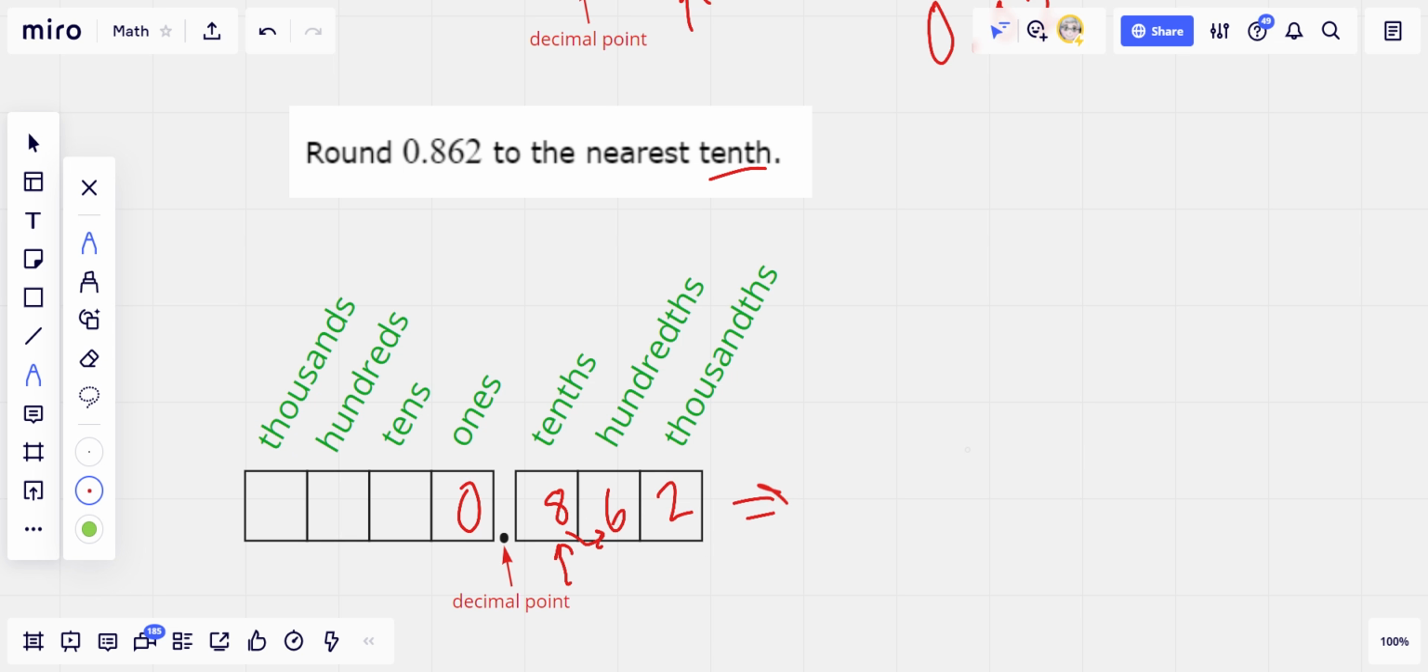So that means this becomes 0.9, and then everything after it is 0 because we've rounded it away. Okay. And then, of course, these trailing zeros don't have meaning for us, so we're just going to write this as 0.9 or 9 tenths. So 0.862 rounded to the nearest tenth is 0.9 or 9 tenths. So that's a little bit of work with rounding decimals.